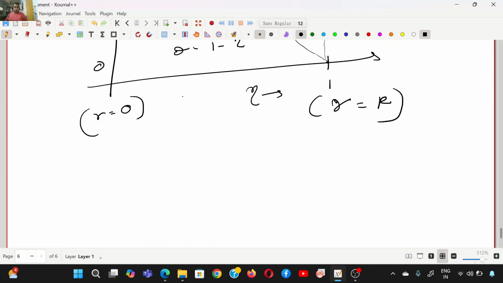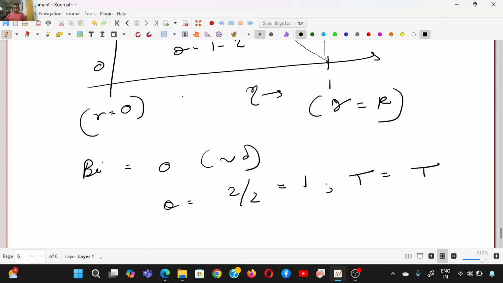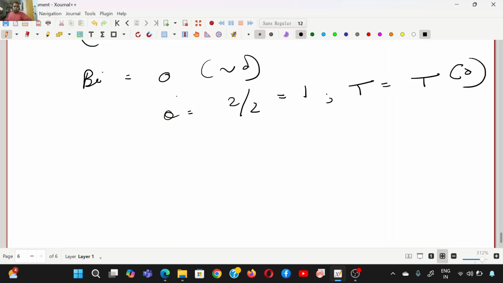Right. So like the two limiting cases that we saw, Biot equal to 0 or tending to 0, very close to 0, theta is just 2 by 2, right? 2 plus 0 by 2 plus 0. So theta is equal to 1. And what does theta equal to 1 mean? Theta is T minus T infinity by T naught minus T infinity, so T is equal to T naught. Whatever the temperature at the center of the wire, that's the temperature throughout the wire. So this is when Biot is very small, T is equal to T naught. This is called the lumped system case.